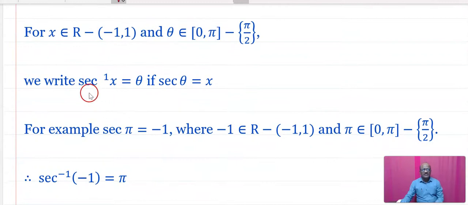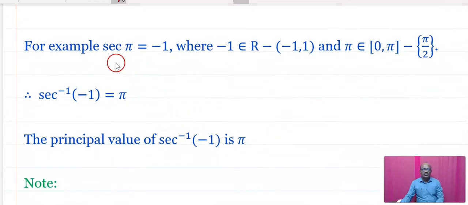We write sec inverse of x is equal to theta if sec theta is equal to x. For example, sec of pi is minus 1, where minus 1 belongs to R minus the open interval minus 1 to plus 1, and pi belongs to 0 to pi minus pi by 2.